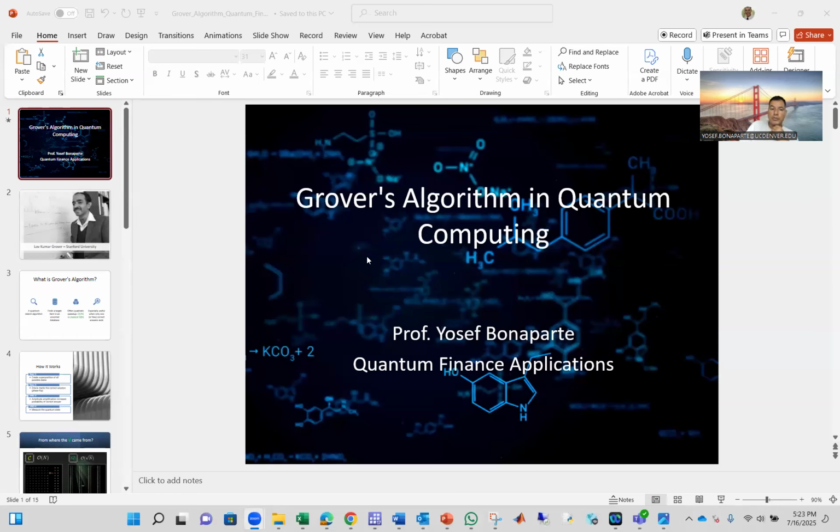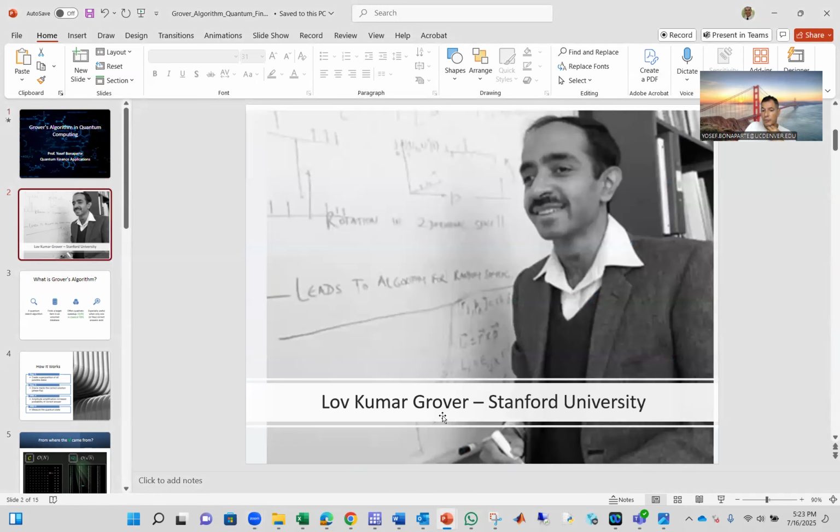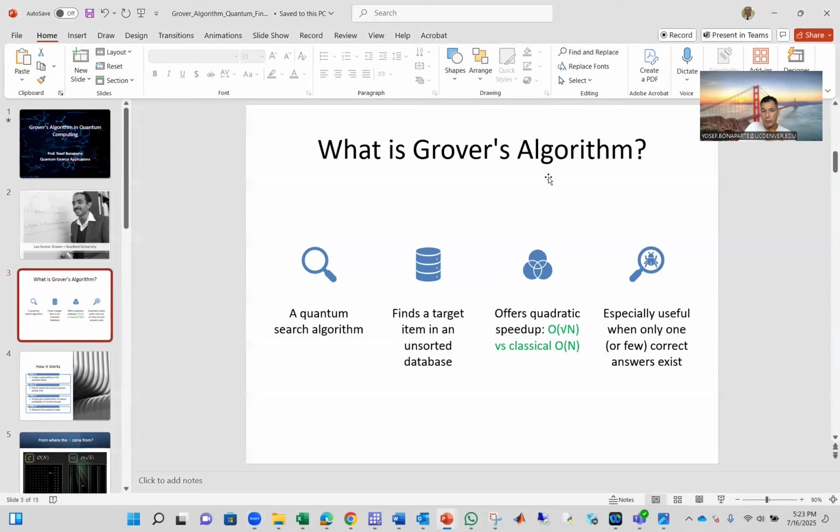World. Now we're going to talk about one of the most important algorithms in quantum computing, which is Grover's algorithm. And this was created by Lov Kumar Grover from Stanford University. What is Grover's algorithm? It's a quantum search algorithm that offers a quadratic speedup. Instead of O(n), it offers O(square root of n).